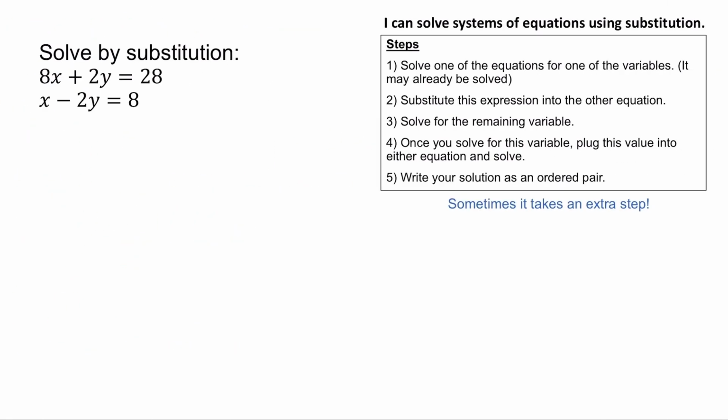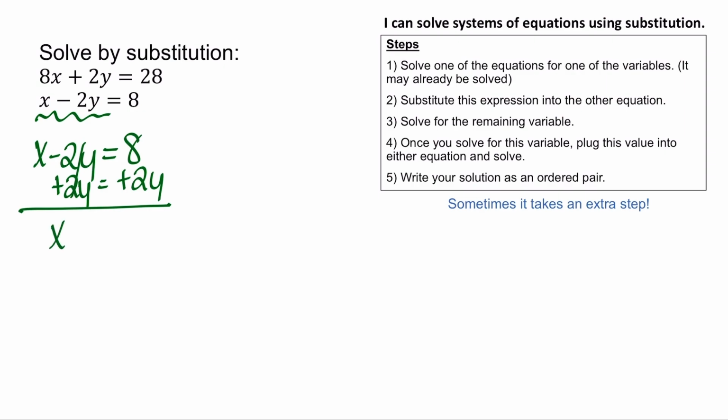So now let's try solving this system of equations by substitution. I have 8x plus 2y equals 28 and x minus 2y equals 8. So looking at these equations, I think it may be easier to solve this second equation in terms of x. So I'm going to try to get this into x equals something form. So that means I'm going to move everything away from x. So this minus 2y, I'm going to go ahead and add 2y to both sides. And then I'm going to get x equals 2y plus 8. So this is now solved for x.